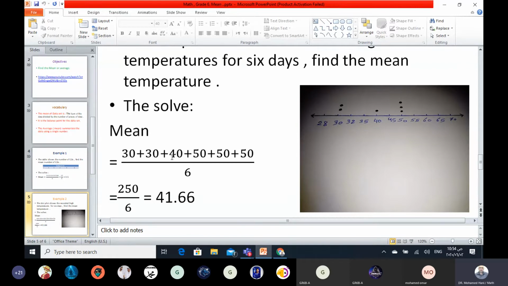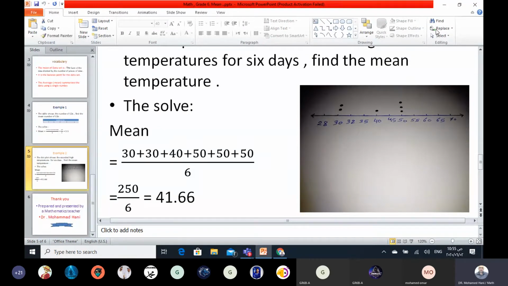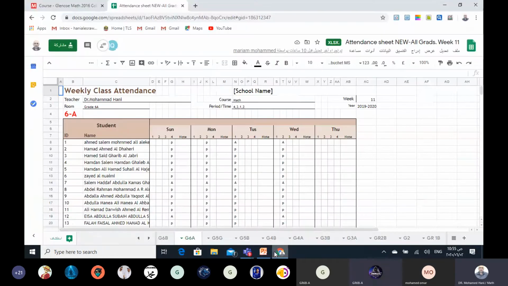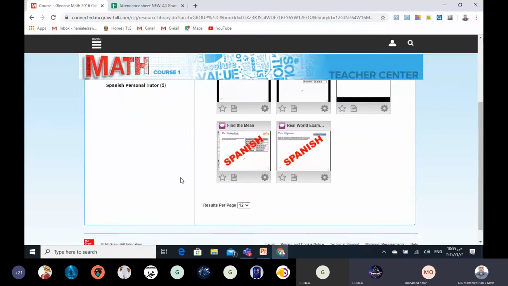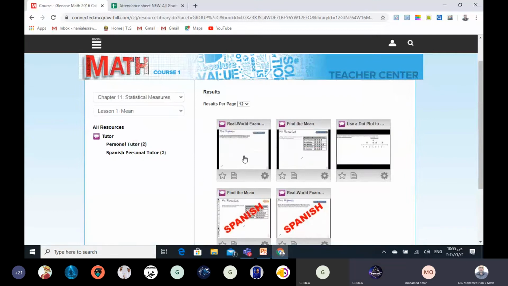Now 30 plus 30 is 60, plus 40 is 100, plus 50 is 150, plus 50 is 200, plus 50 is 250. 250 divided by 6 will be 41.66. So this is our lesson today. Today we revised the meaning of the mean and how to find the mean. Now see with me this video.